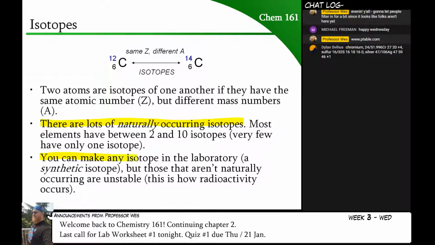Those isotopes include synthetic isotopes. Any combination of protons and neutrons is technically possible. But the only ones that occur in nature are the ones that were stable enough to stick around.